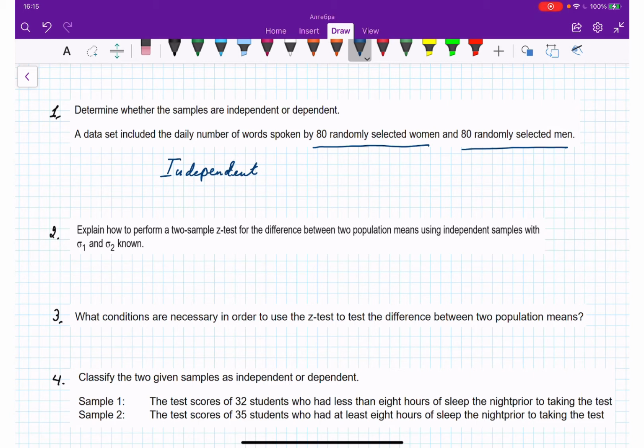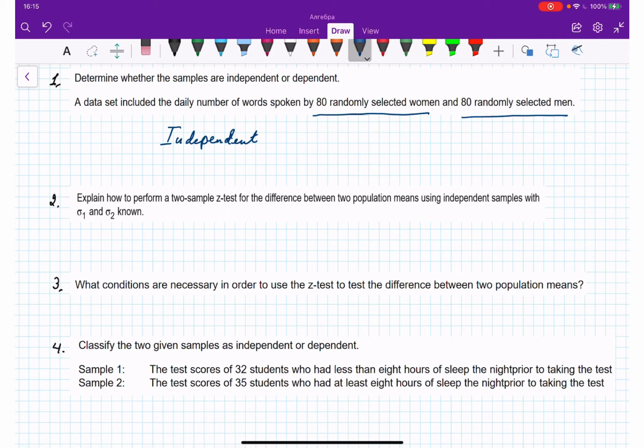Question number 2. Explain how to perform a two-sample z-test for the difference between two population means using independent samples with sigma 1, sigma 2 known. So the keywords here are sigma 1, sigma 2 known, and we are using independent samples. We are going to perform a z-test for the difference between two population means.